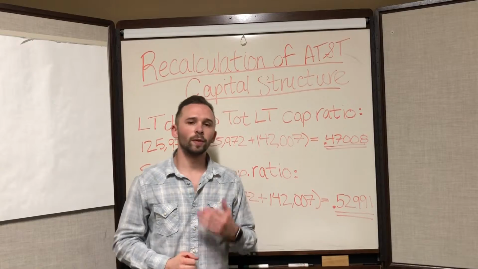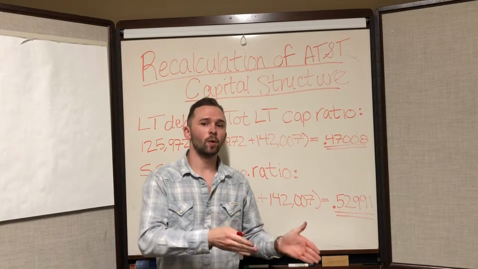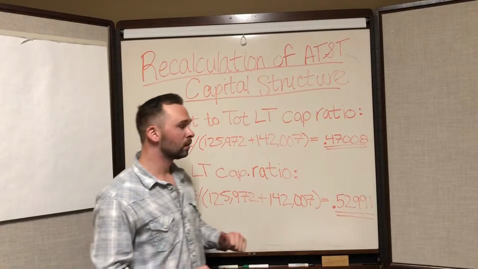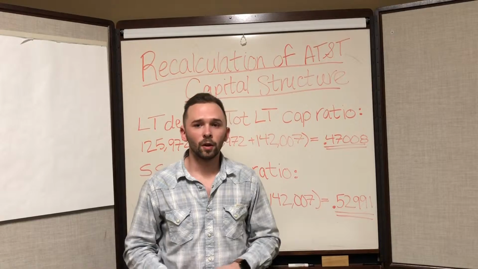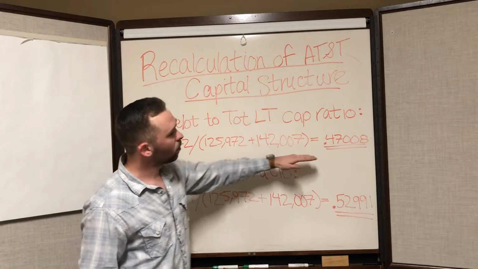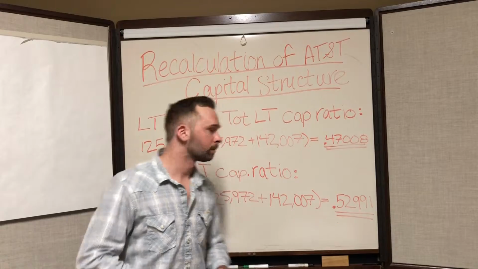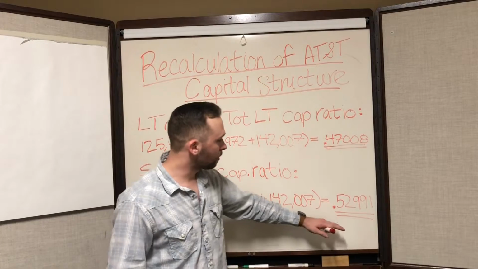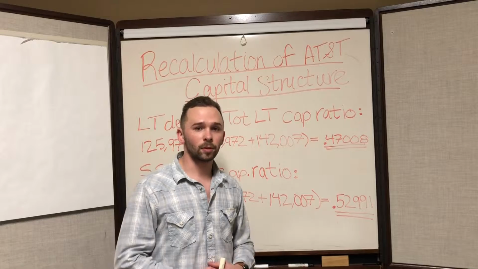Our third question asks us to recalculate AT&T's capital structure just using long-term capital. So using the previous question's numbers of long-term debt equaling $125,972 million and stockholders' equity amounting to $142,007 million, we are then able to follow this formula of long-term debt to total long-term cap ratio, and we get 0.47008, also known as 47.01%. Follow the same exact formula for stockholders' equity to long-term capital ratio, and we land at 0.52991, which is also known as 52.99%.